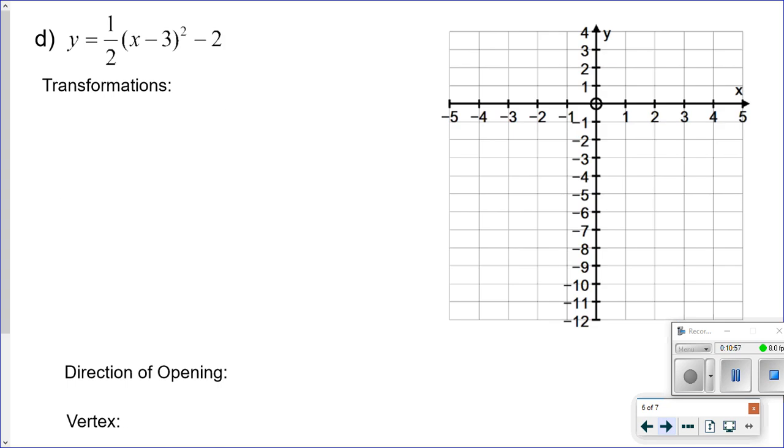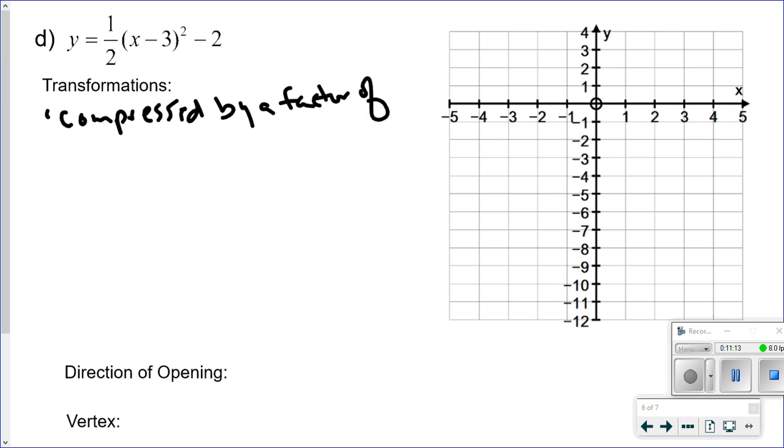All right, so slightly harder, but give it a shot. And I was just thinking, I really don't know why we have to specify that it's compressed and stretched when the A value, whether it's a 4 or whether it's a 0.5, gives it away. Unfortunately, I didn't invent this. That's just the way it is.